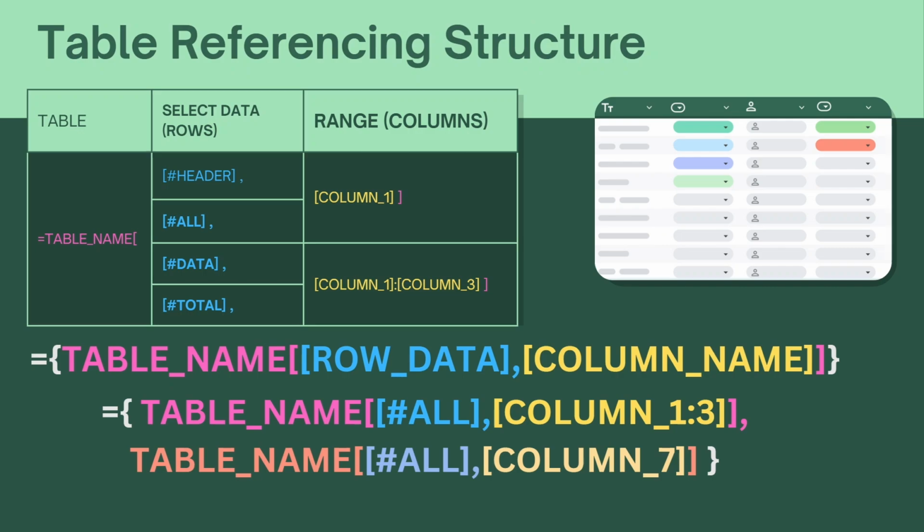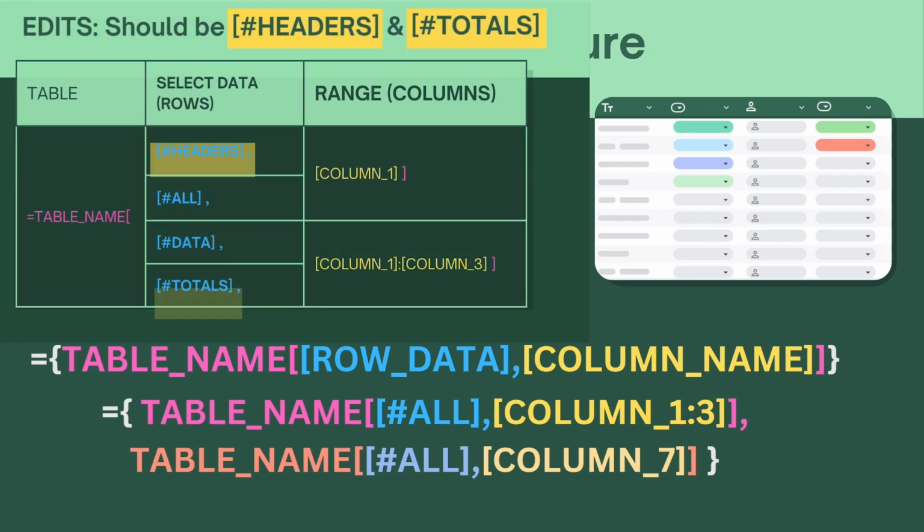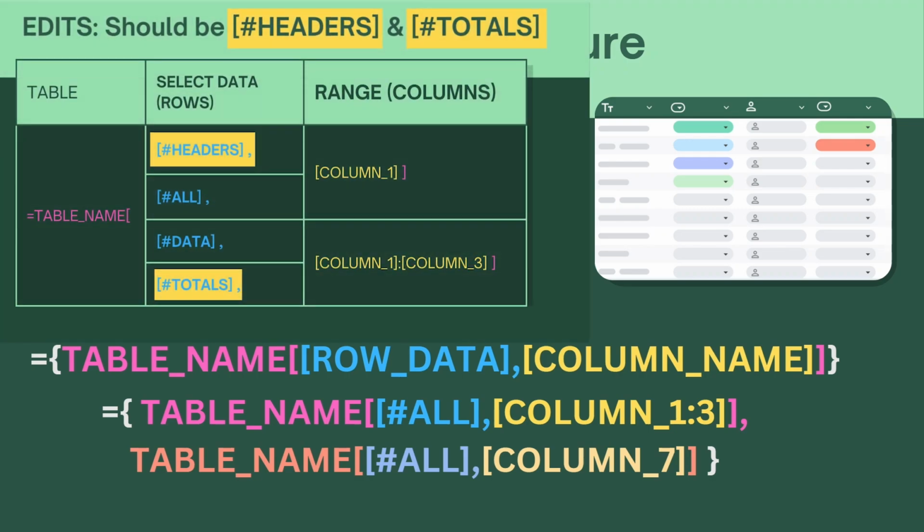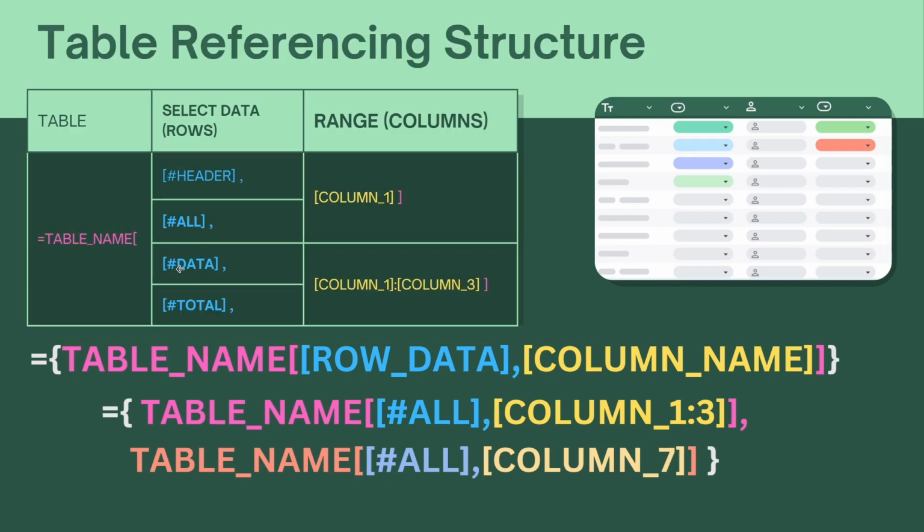I wanted to show the structure as in that, as well as here. And I tried to color code it. It made sense to me. Sorry if it doesn't to you, but in any case, the biggest thing is first, you need to have that table. Second, there's the select data, which would be the rows. For example, if you want just the header row, you would say hashtag header. If you want all of it, headers, rows, data, totals, you do the hashtag all. The other one is data, which wouldn't have the header and it wouldn't have the totals, just the data. Makes sense. And then finally, the totals, if you just want the totals.